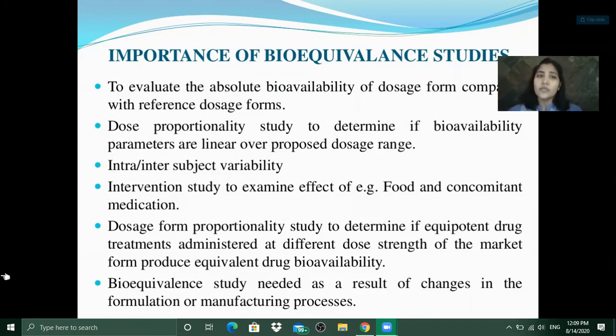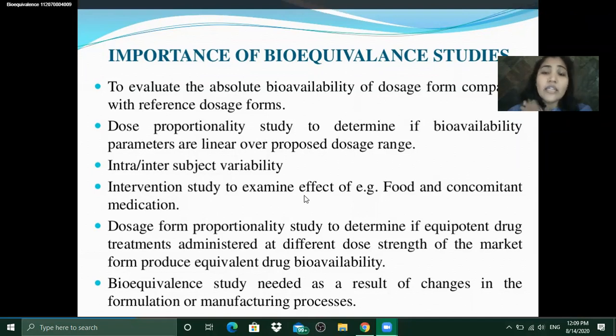Okay, that is when the bioequivalence studies will play an important role. Then intra and inter-subject variability. To check the intra and inter-subject variability, we'll be doing bioequivalence studies. Then intervention studies to examine the effect of food and concomitant medication. So that we already know.